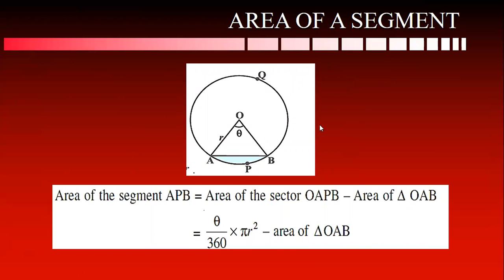Now, area of the segment. Here, the segment is APB. The minor segment formula only we are going to see now. For that, we have to find the area of the sector OAPB and subtract the area of the triangle OAB. So there is no definite formula for this. The same concept only is the formula. So theta by 360 into pi r square is the area of the sector, minus the area of triangle OAB. That's all.